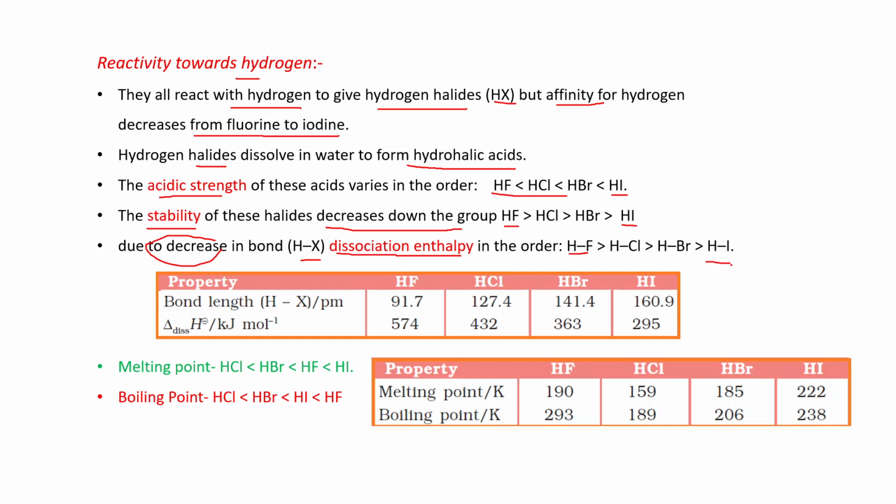Again, we can say this bond dissociation enthalpy is related to the bond length. As the bond length increases down the group, bond dissociation enthalpy decreases down the group. Hence stability decreases down the group and acidic strength increases down the group. Clear, students? Now come to the melting point and boiling point. The general trend is that melting point and boiling point increase from top to bottom. But exceptionally, HF has a high melting point and boiling point in both cases, due to the formation of hydrogen bonding. Is it clear?